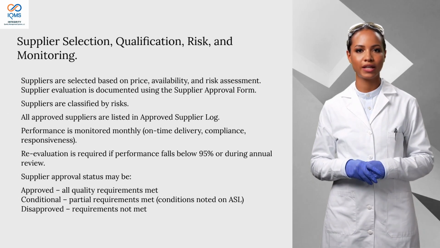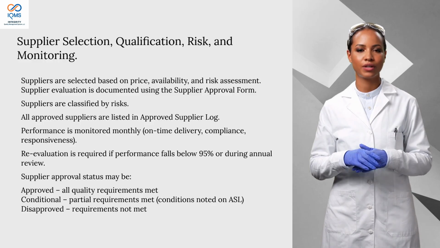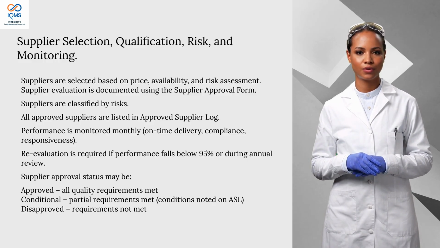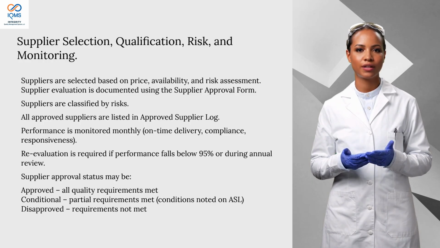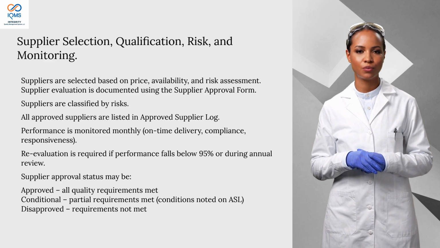Let's move on to some more details of the purchasing process. Supplier selection, qualification, risk, and monitoring. Suppliers are selected based on price, availability, and risk assessment. Supplier evaluation is documented using the supplier approval form. Suppliers are classified by risk. All approved suppliers are listed in the approved supplier log. Performance is monitored monthly based on on-time delivery, compliance, and responsiveness. Reevaluation is required if performance falls below 95% or during annual review.